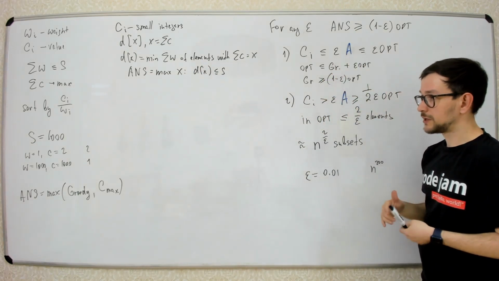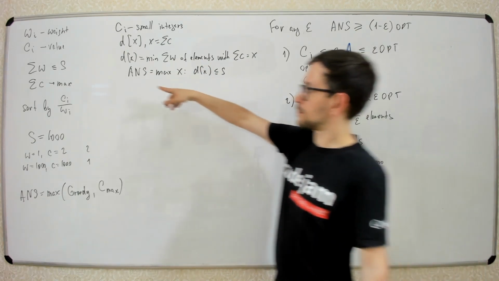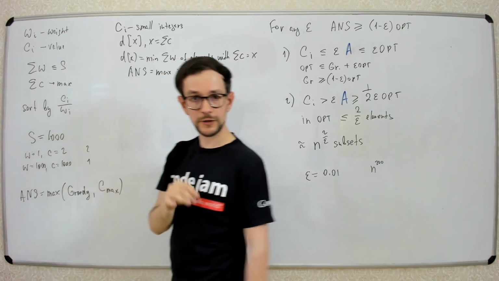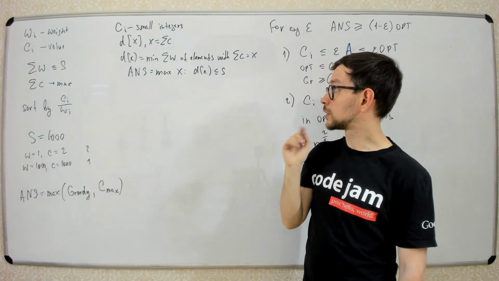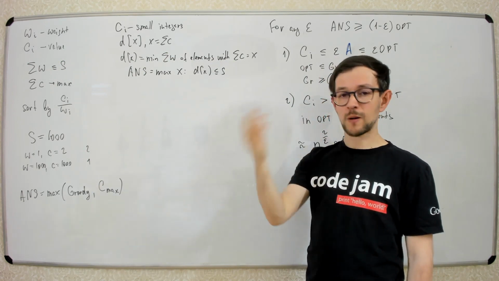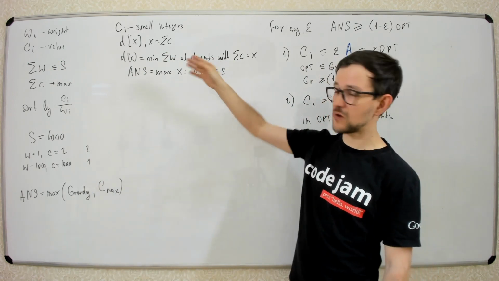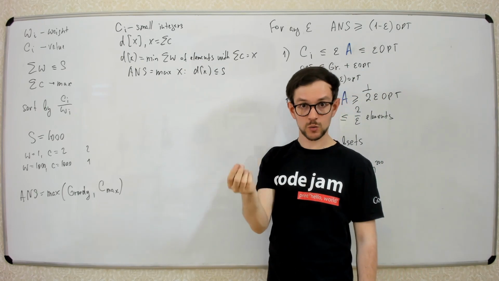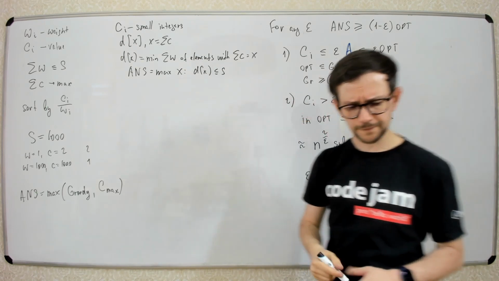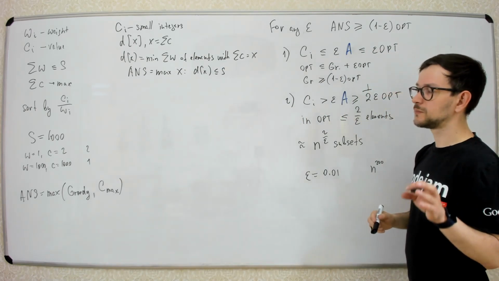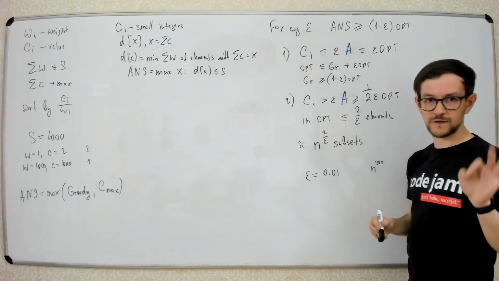Now, what's the problem here? The problem is that my values are not small integers. They may not be small, and maybe not even integers. So what can I do? I want to build another problem with the same weights, but with small integer values. How to do it? Well, let's modify my values.